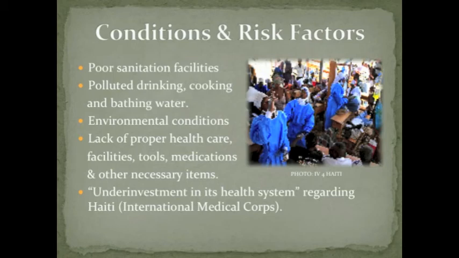There are many conditions and risk factors that influence the spread of cholera, such as poor sanitation facilities, polluted drinking, cooking, and bathing water, environmental conditions, lack of proper health care, facilities, tools, medications, and other necessary items to treat and control cholera. And it was said that there has been an underinvestment in the health system regarding Haiti's health system and their health care programs.